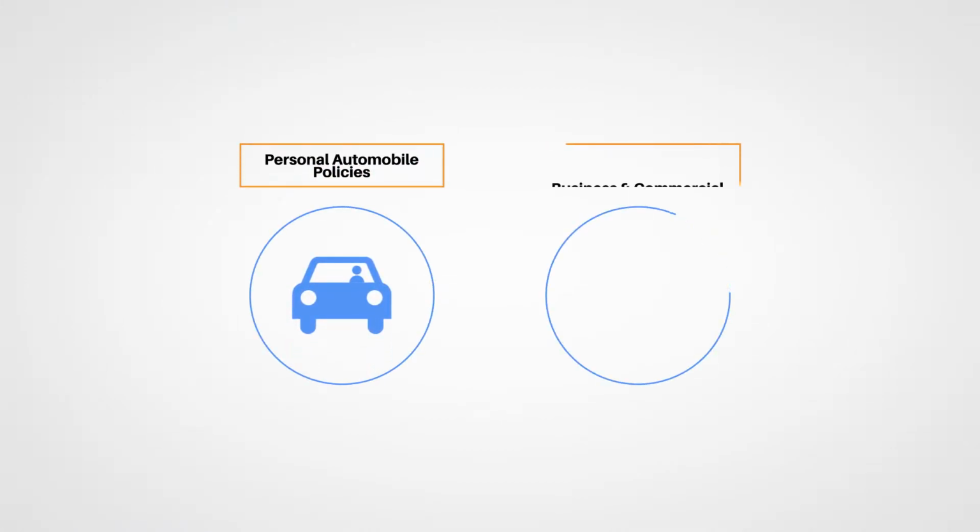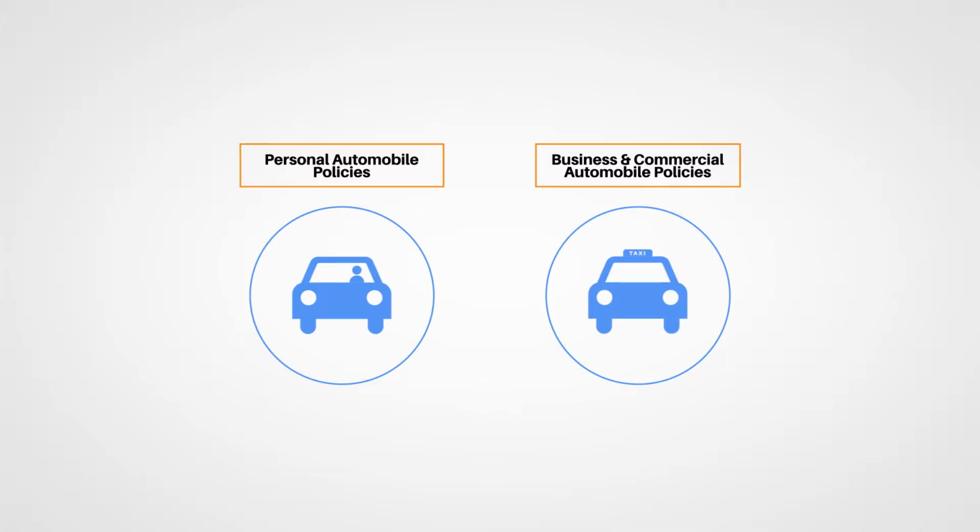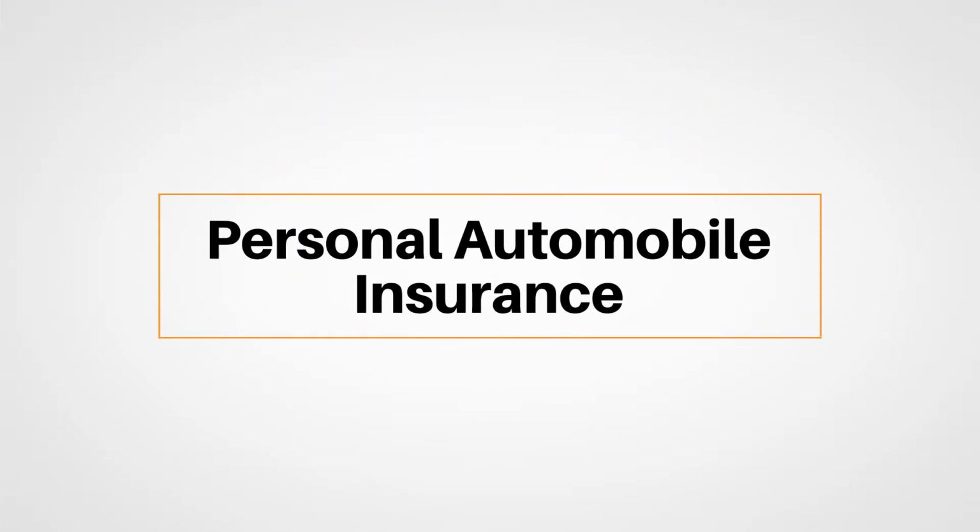In this lesson, we'll be examining both personal automobile policies and business and commercial auto insurance. Since the two types of insurance are distinct, we'll separate them into their own sections of the lesson. We'll begin with personal automobile insurance.